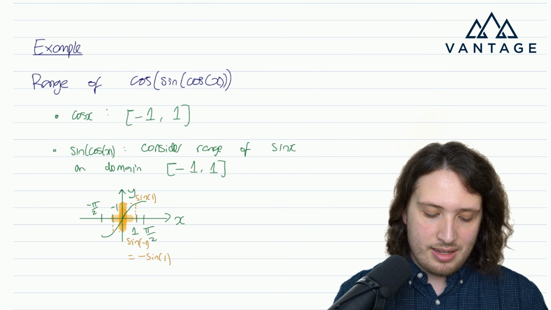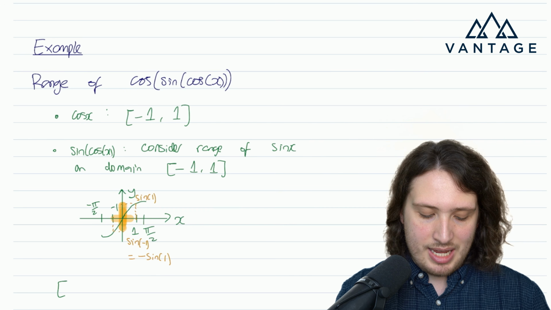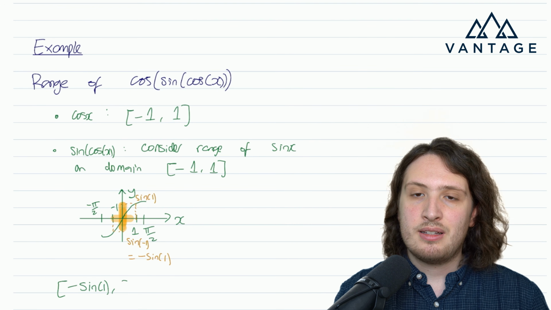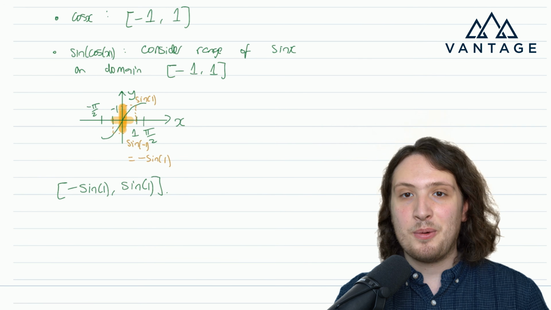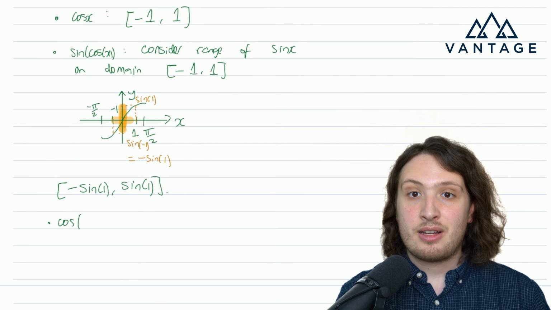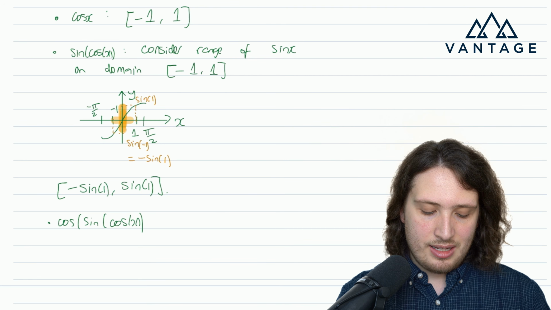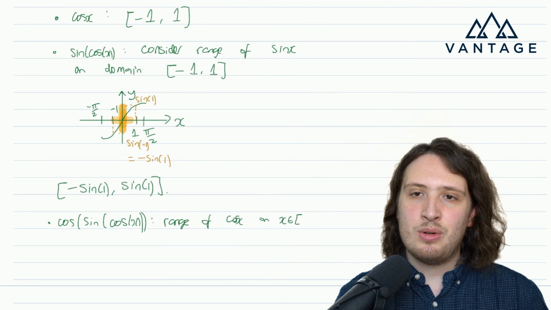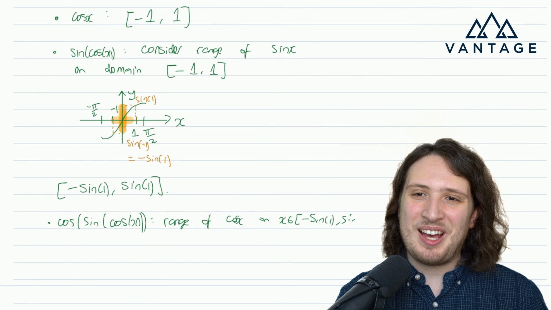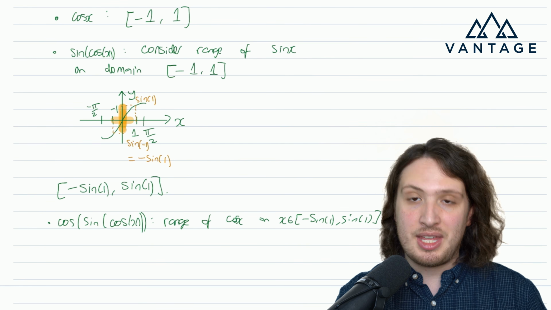So I can see that the range of sine of cos of x is simply minus sine of 1 to sine of 1. Now we just have one layer to go. So if we now consider cos of sine of cos of x, we're just going to consider the range of cos, but the domain restriction now is minus sine 1 to sine 1. Because I'm feeding this thing to cos, and that's the range of the thing that cos is eating.